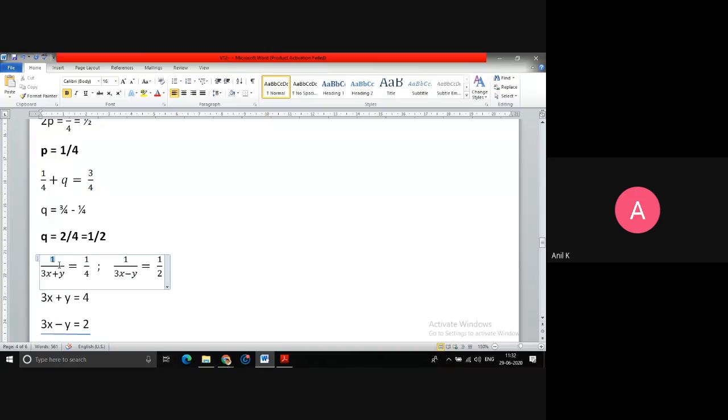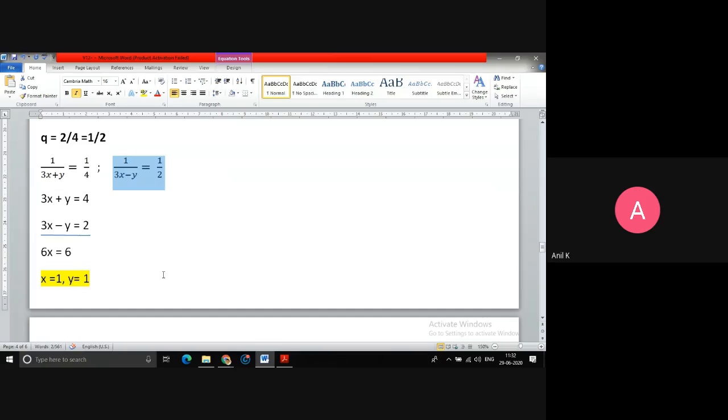But I know p value is 1 by 3x plus y, which equals 1 by 4. And q value is 1 by 2. But I know q is 1 upon 3x minus y, equals 1 by 2. Again, take the reciprocal for both the equations. If I take reciprocal, 1 by 3x plus y reciprocal is just 3x plus y, and 1 by 4 reciprocal is 4. And here also, take the reciprocal on both the sides, or you can do the cross multiplication. 1 into 2 is 2, and 1 into 3x minus y is 3x minus y only. So 3x minus y equals 2.